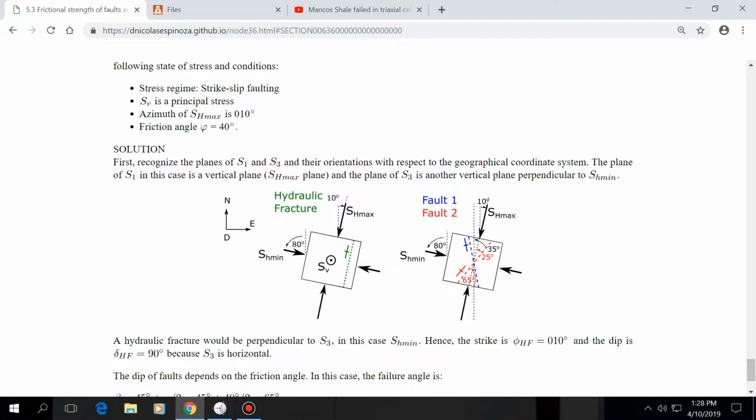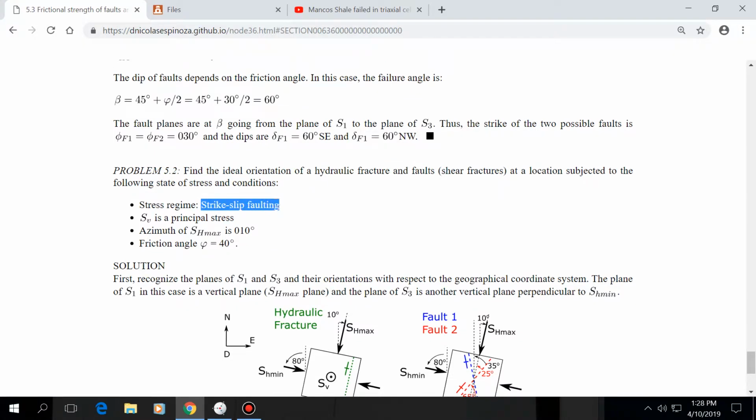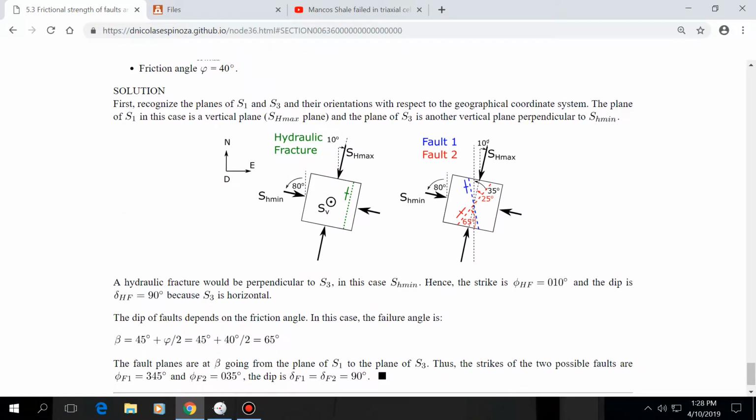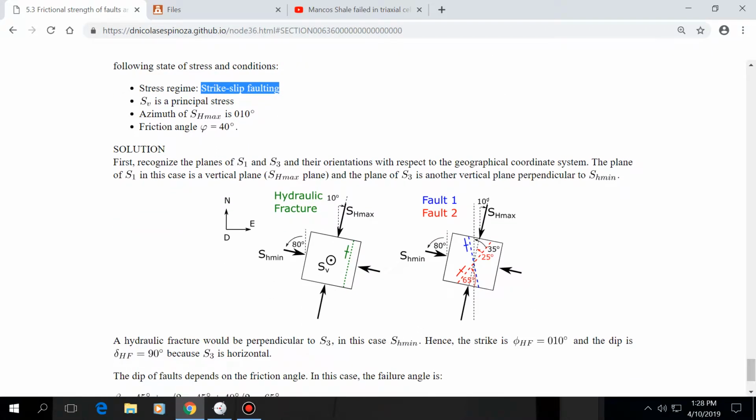In this case, this is strike-slip faulting, right? So if this is strike-slip faulting, that means that the shear fractures are going to be a combination of sigma 1 and sigma 3, both of them horizontal. And if you remember what we said about the x, that x is going to be here, and therefore those faults are going to have a dip of 90, because they are vertical planes. And the only thing left is to calculate what is this angle, right?